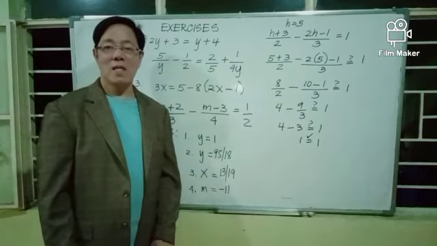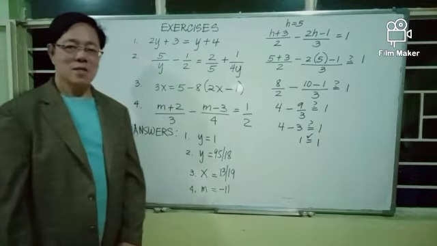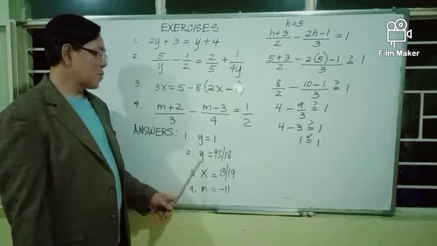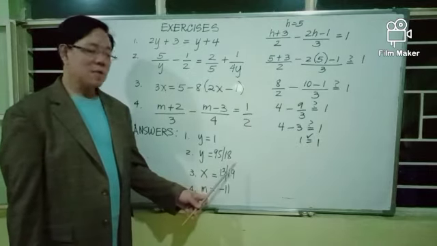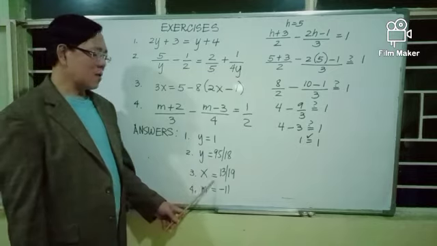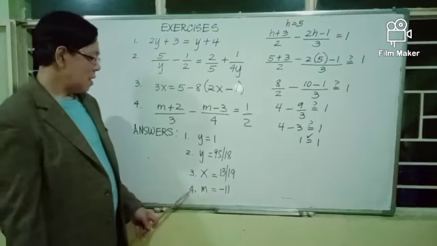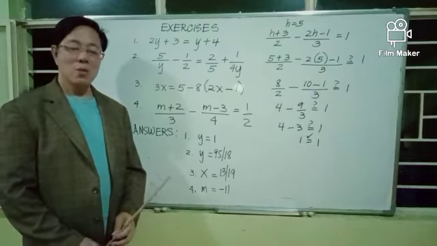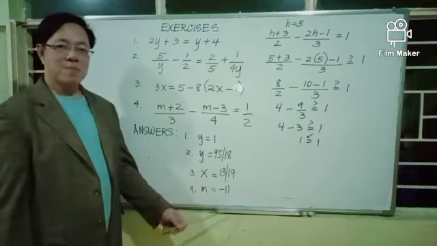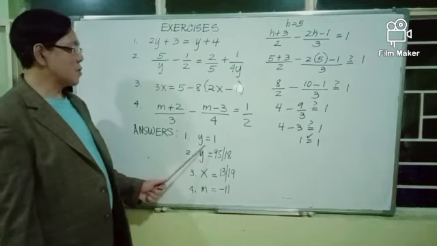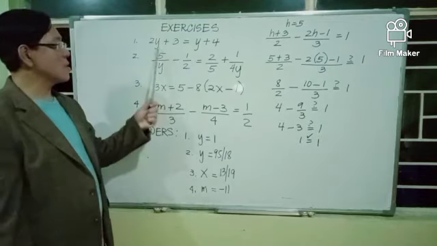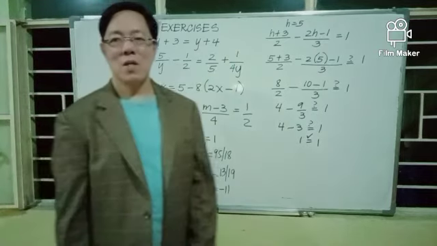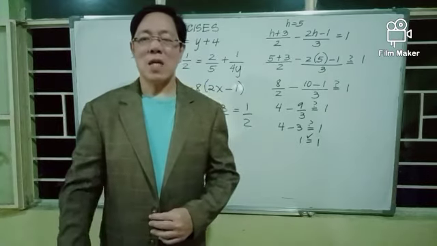For you to check your answers, I give you the answers. For number 1, y equals 1. For number 2, y equals 95 over 18. For number 3, x equals 13 over 19. And for number 4, m equals negative 1. But you also try to check if these solutions are correct by substituting the value of the variables in the given equation. And that completes our lesson for today.